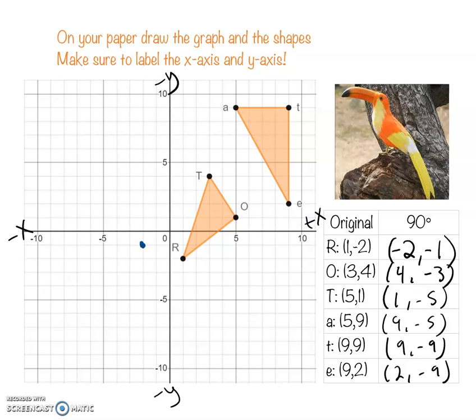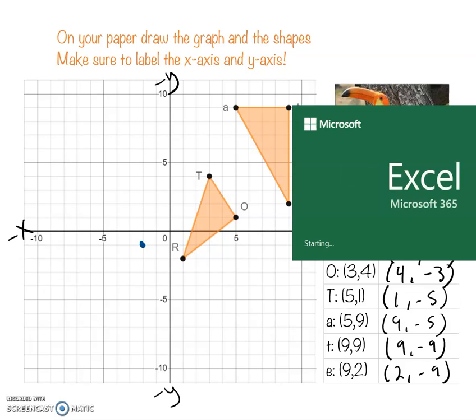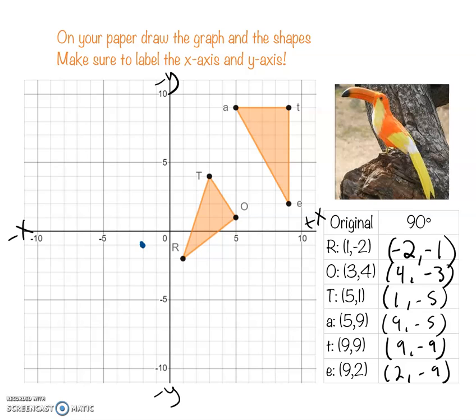And what should we call that? What was the original point called? Well, the original point is R. What do we call it when we transform or translate or shift a point? What do we call that next point? If you said the prime, you would be right. So we're going to label this. This is going to be our R prime.